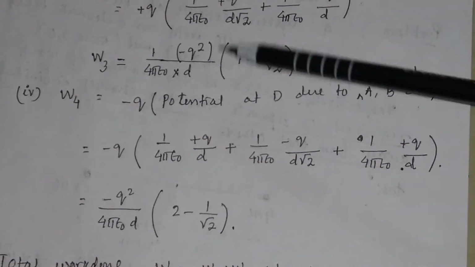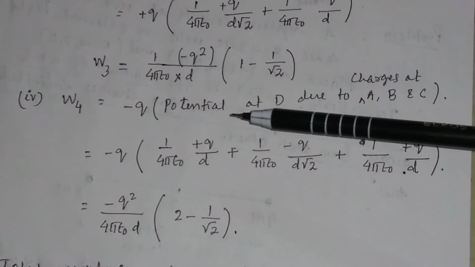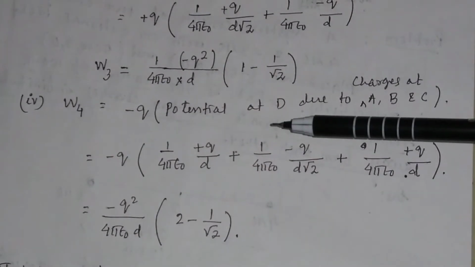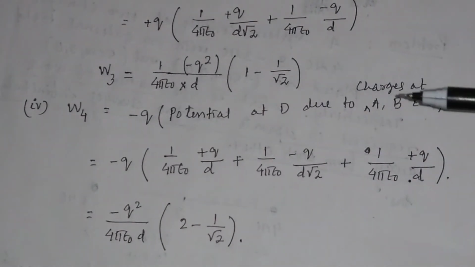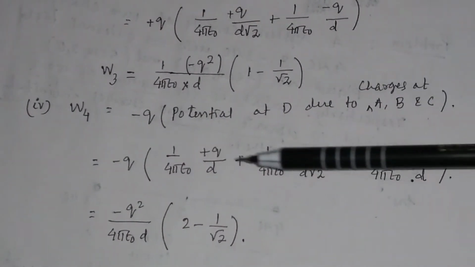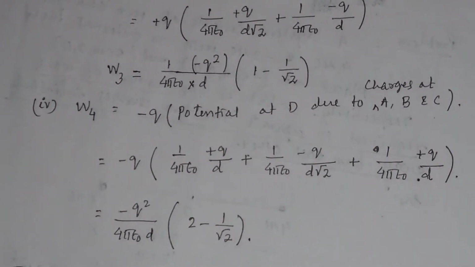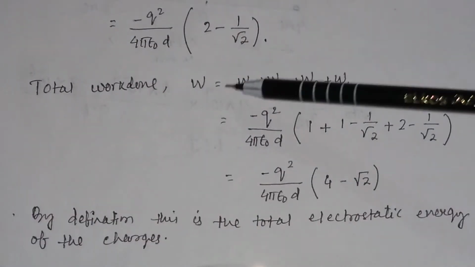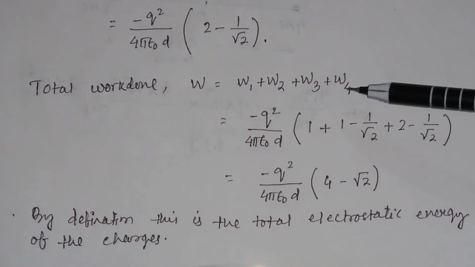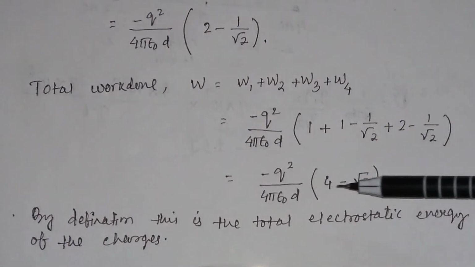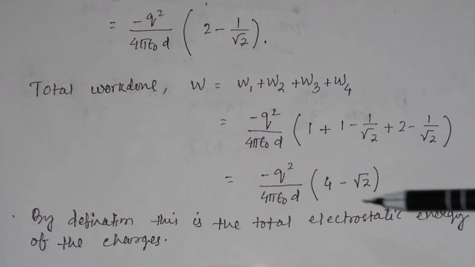Similarly, you can also calculate the work done W4, that is the work done in bringing the charge minus Q from infinity to the point D, that is minus Q into potential at D due to the charges at A, B and C. The total work done can be found out by adding W1, W2, W3 and W4, and this will be the total work done. And by definition, this is the total electrostatic energy of the charges.